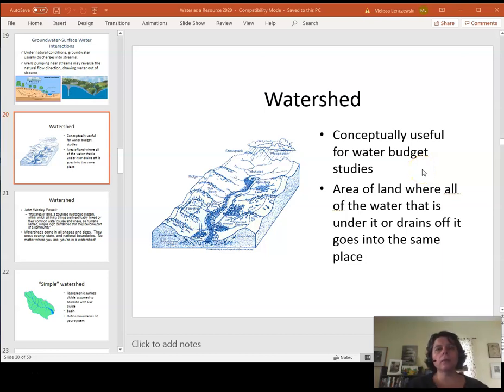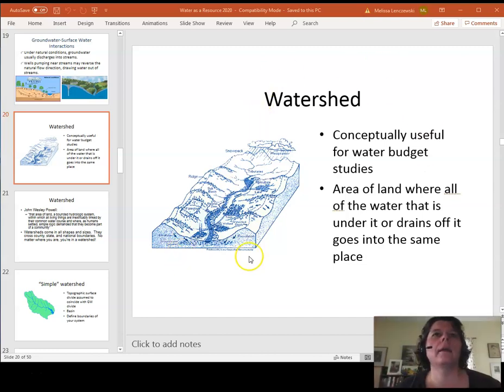So water as a resource, one of the big things that we can talk about are what are called watersheds. So what is a watershed? Well, a watershed is conceptually useful for water budget studies. And what it is, it's the area where all of the water that is in it drains off to the same place. Okay, so that makes kind of sense.